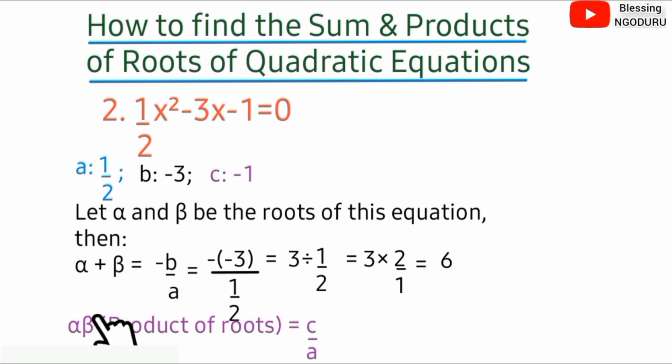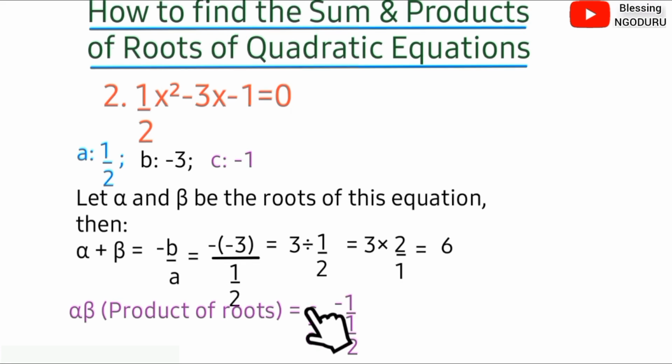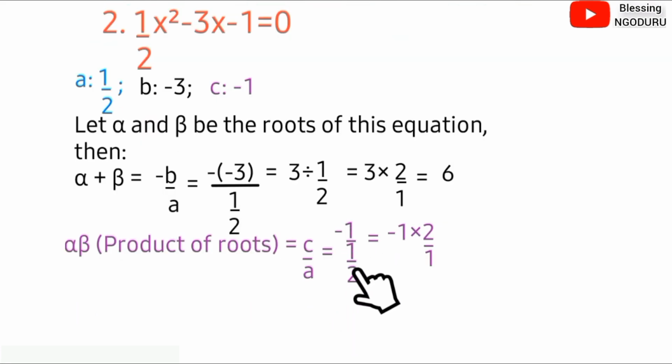Alpha beta represents the product of roots of this equation, and the formula to calculate product of roots is C over A. C value is -1 divided by A. A value is 1 over 2. -1 divided by 1 over 2 is equivalent to -1 times 2 over 1. 2 times -1 divided by 1 gives -2. So alpha beta being the product of root of this equation is equal to -2, while the sum of root of this equation, that is alpha plus beta, is 6.